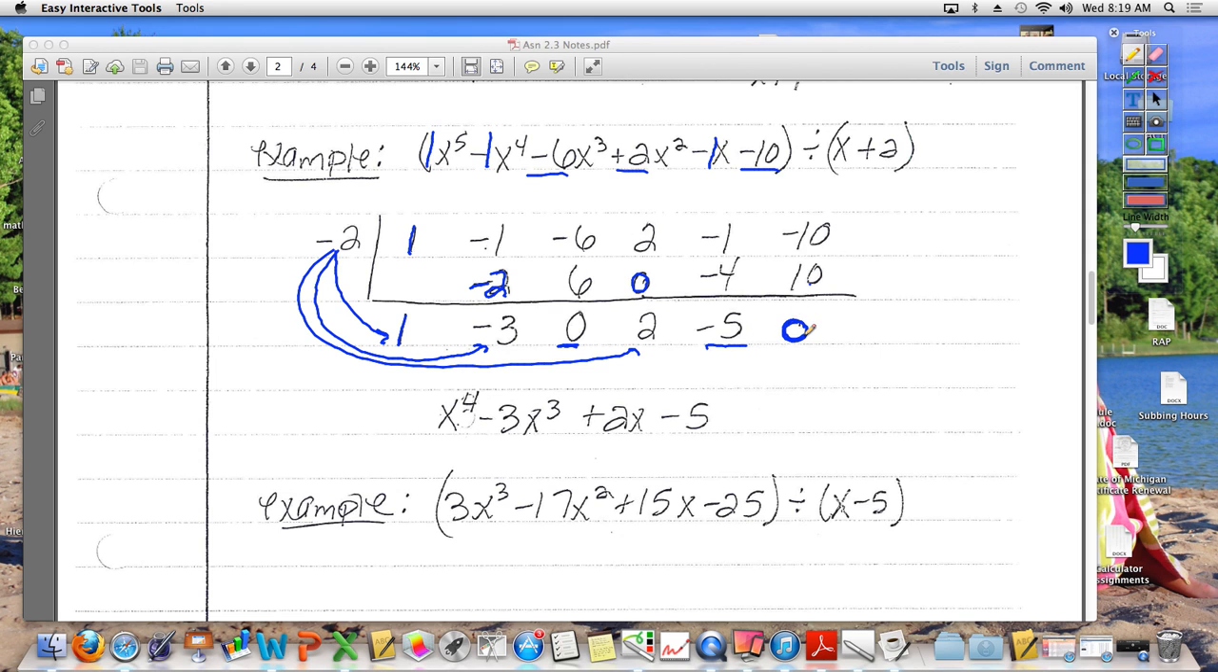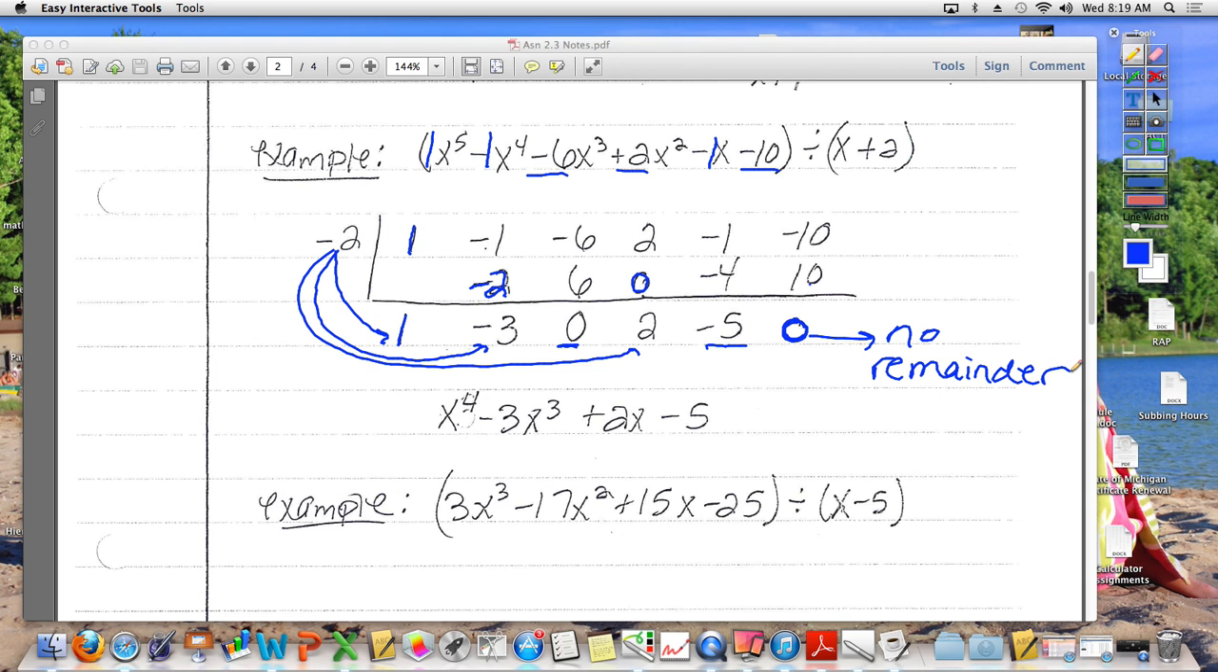What does this 0 mean? That means that there is no remainder. It's always just the last number is the remainder? Yep, the last number is the remainder. If you get a 0 here, that's going to mean something in a few minutes.